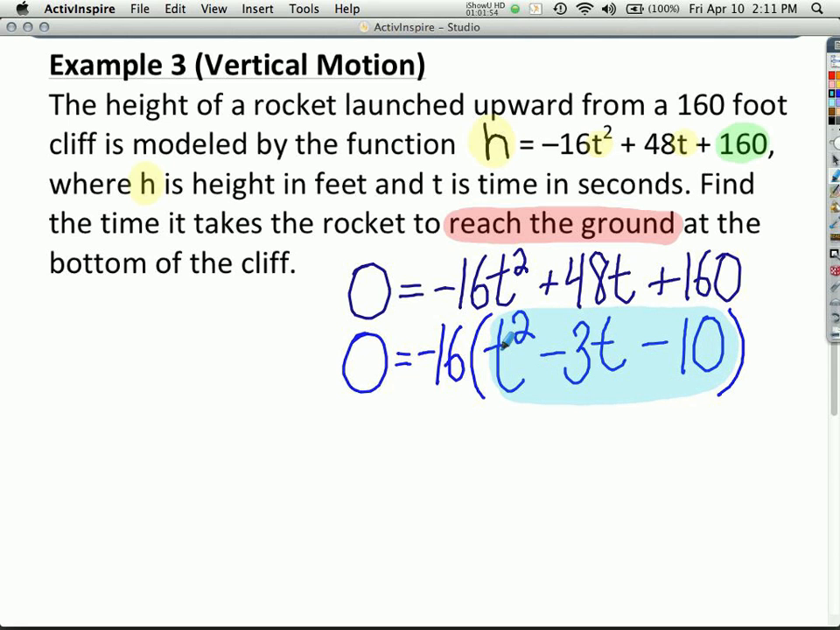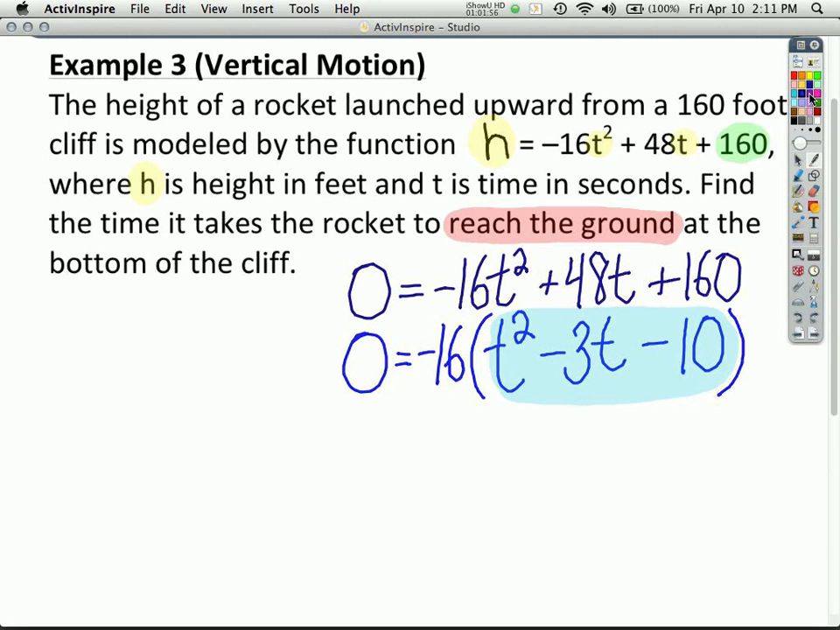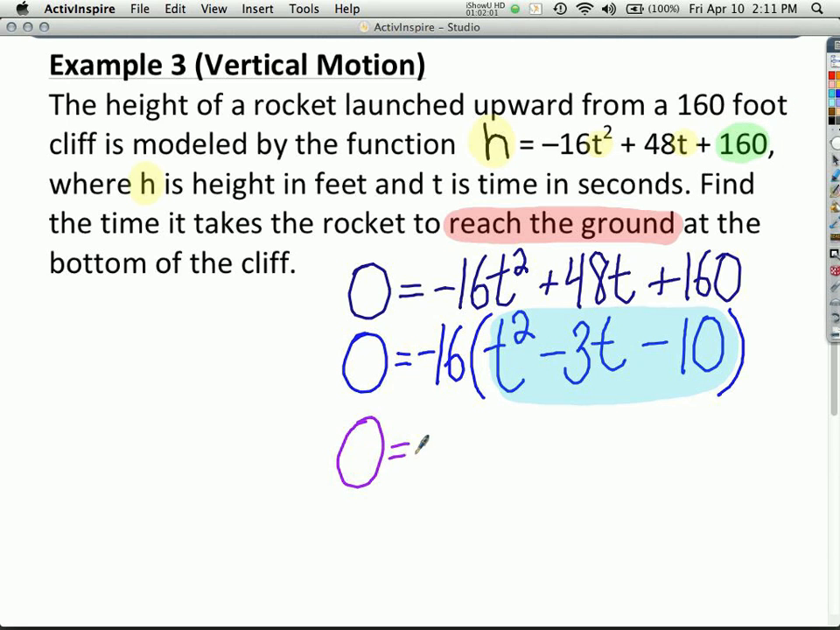And we are not done factoring. Remember, you keep factoring until you cannot factor anymore. So we have one factor, it's negative 16. But now run through your checklist again. What can we do with t squared minus 3t minus 10? Yasmin? Yeah, we can unwrap the foil. In fact, it should be done already. We unwrap the foil. So go ahead. Could someone tell me what it is?